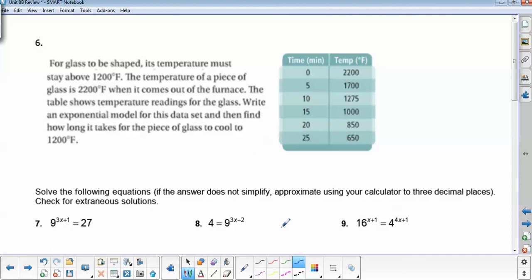All right, for glass to be shaped, its temperature must be above 1200 degrees Fahrenheit. The temperature of a piece of glass is 2200 degrees Fahrenheit when it comes out of the furnace, and the table shows the temperature readings for the glass. Write an exponential model and find how long it takes for the piece of glass to cool to 1200 degrees Fahrenheit. Okay, so you can see that your answer is going to be between 10 and 15 minutes somewhere. But if we have this exponential model, then we can try to solve for that. So we're going to put this data in your calculator.